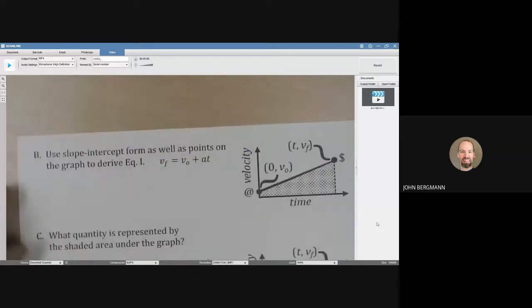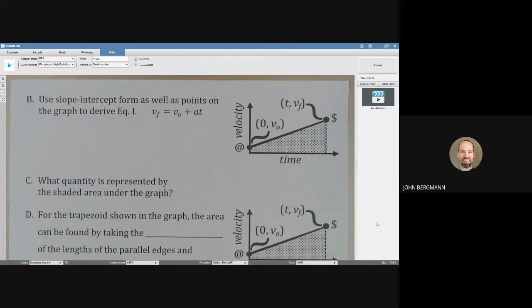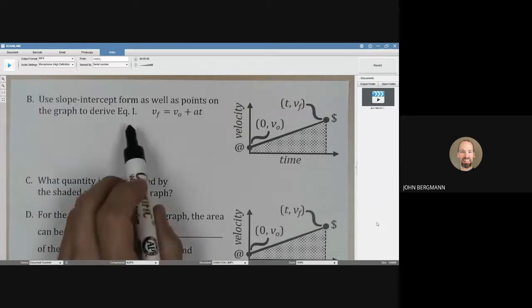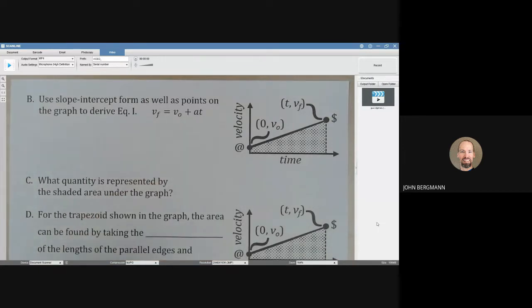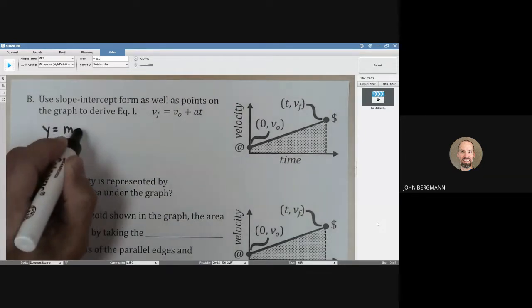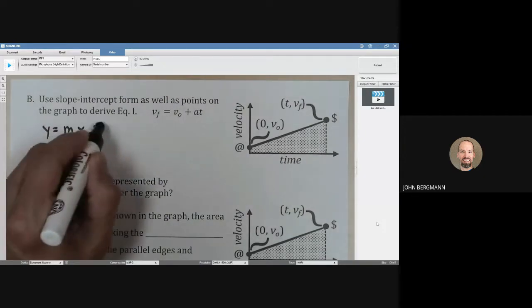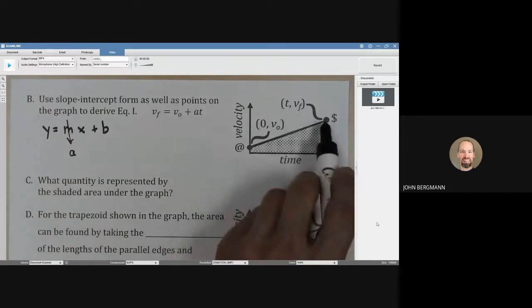Let's use slope-intercept form, which you learned in your math classes, to derive equation 1. And I've reprinted equation 1 here. So this is the answer that we need to end up getting. And let's see if we can do that. Slope-intercept form is y is equal to mx plus b. What did we say just a second ago? That the slope was the acceleration. And x and y can be any points on here. How about we use this point right here?